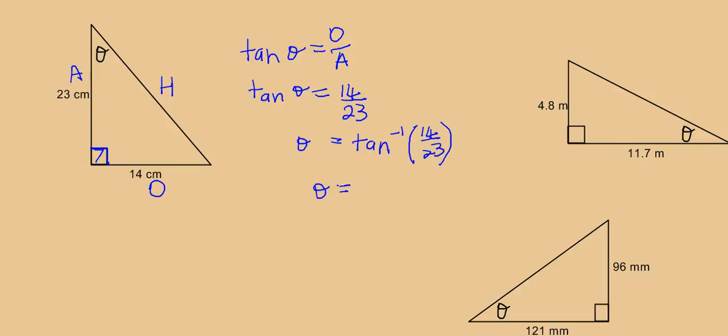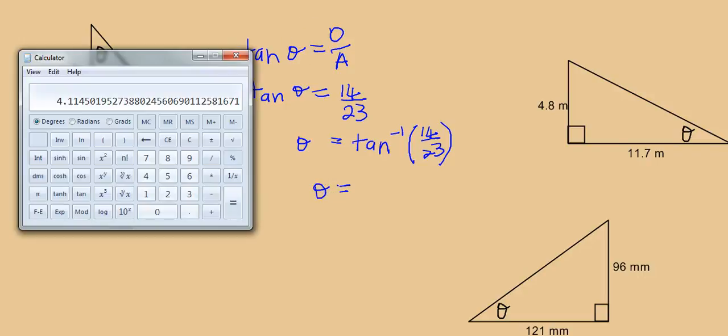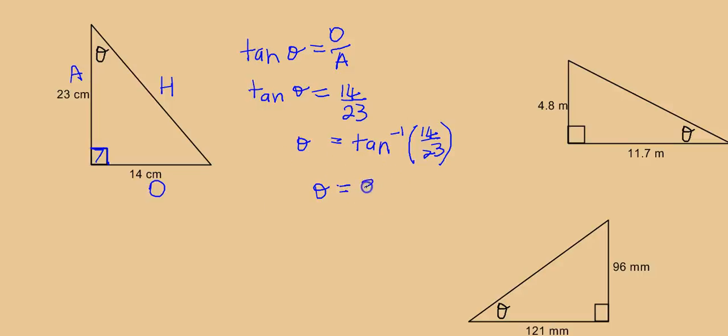Let's get the calculator out and have a go at this. Now, you know how old-fashioned my calculator is, and in fact if you're using the Windows one, yours is old-fashioned as well. So I need to do the 14 divided by 23 first, and then I need to press inverse, and notice how my tan button has become a tan to the negative 1, which gives me 31.3. Not centimeters, this is degrees.